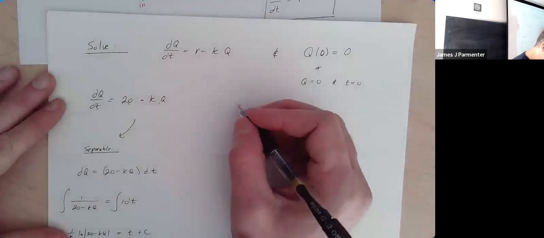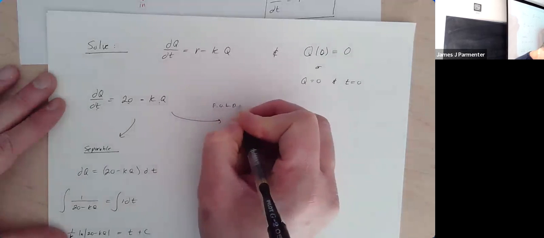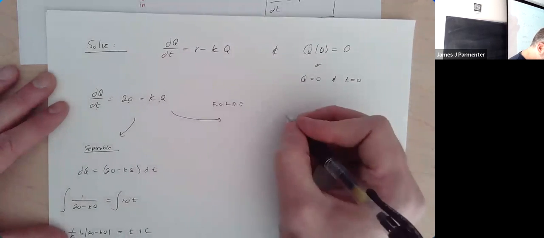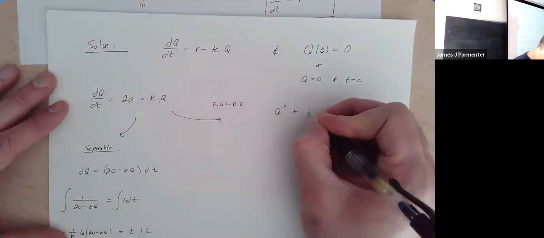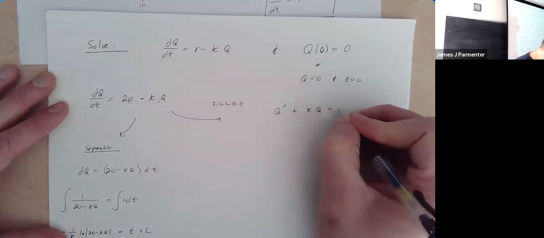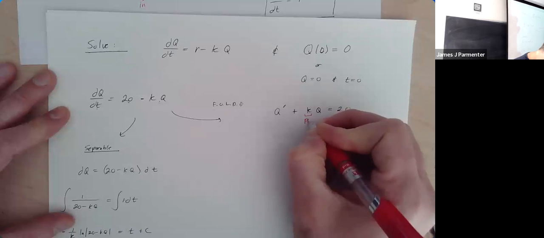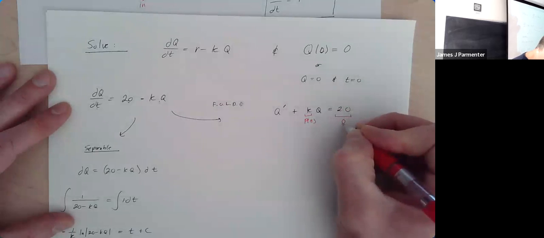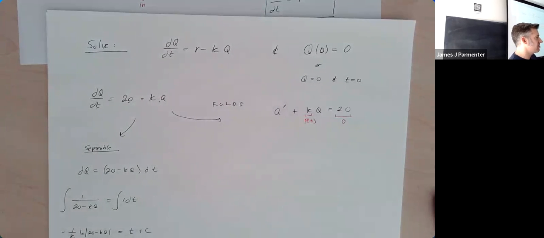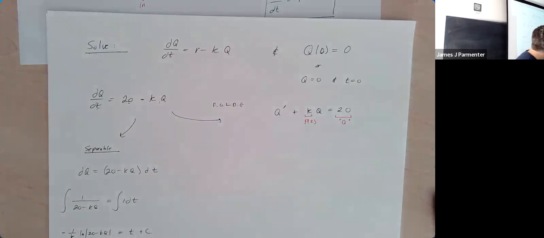Or if we do first order linear, so let's see, we're going to say that q prime plus k times q is equal to 20. And k is going to be our p of t, and 20, or r more generally, is going to be our, q is a terrible choice here. Yeah, that's awful. This is our q. It's fine, we'll deal with it.